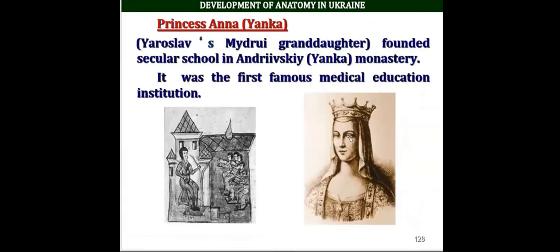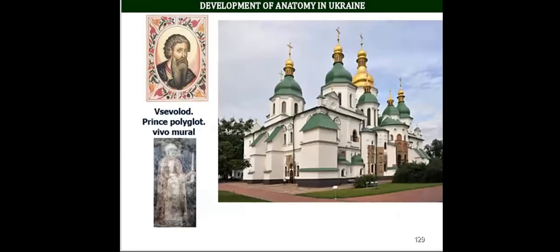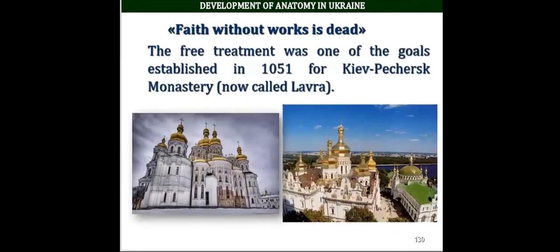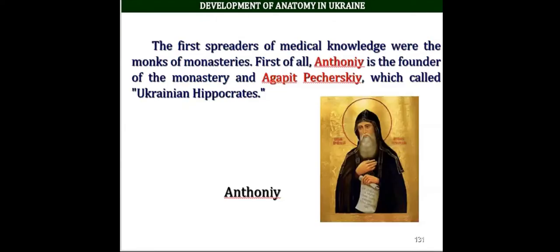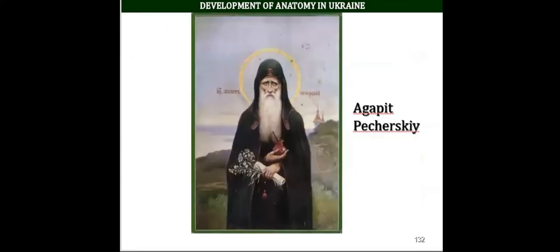Princess Anna, granddaughter of Yaroslav the Wise, founded a school in a monastery where medical subjects were studied, in the main parts of Kiev, with some church present. Agapit Pechersky was called the Ukrainian Hippocrates. He was a real person.